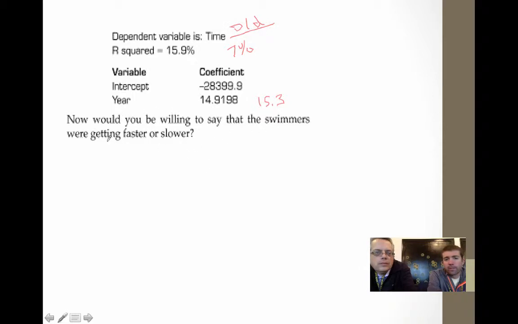So would you be willing to say the swimmers were getting faster or slower? I'm still going to say they're getting slower. That's what the model indicates. I don't know why they asked that twice, but whatever. Well, because they thought maybe removing the outlier would change things. But it didn't change things that much.